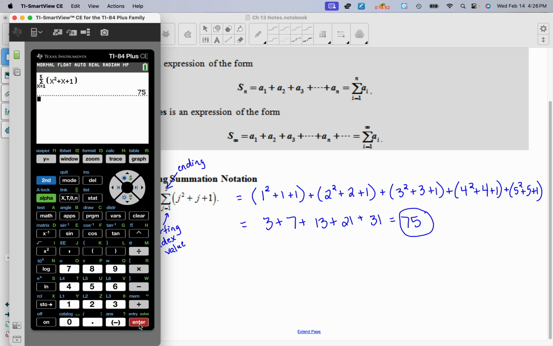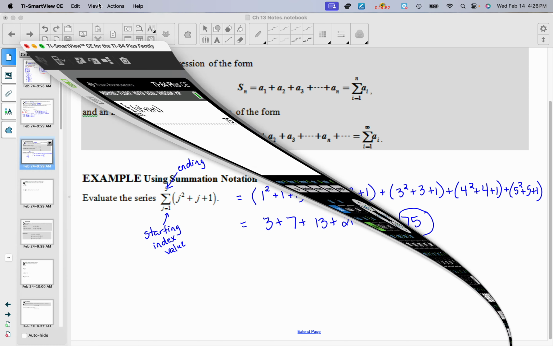You can appreciate what your calculator's doing for you, because basically it's taking a 1, working out that partial sum, taking a 2, taking a 3, and then calculating that. So it's a nice feature.